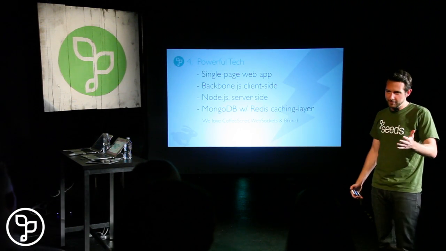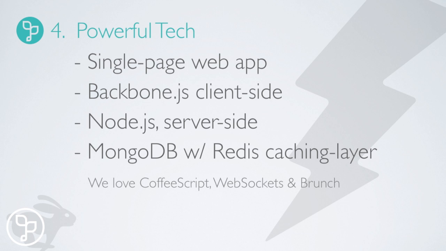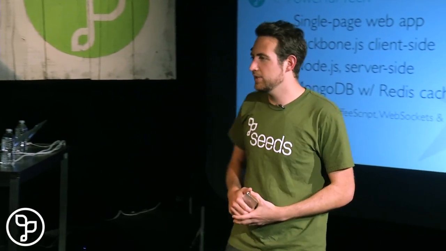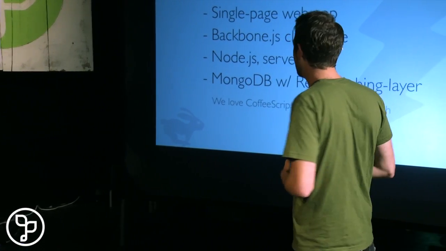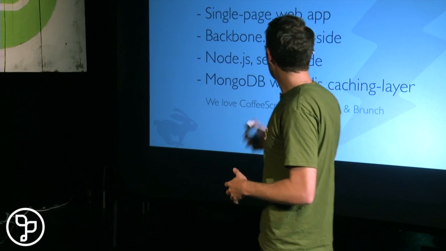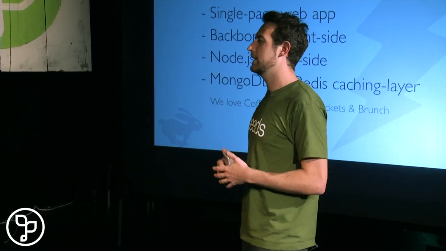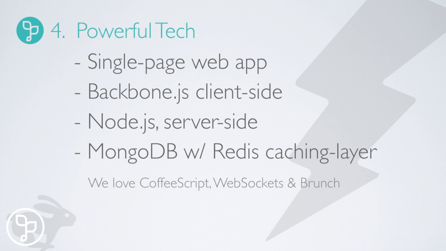It's a single-page web app, which means that you only have to load the page one time. All the data is loaded right from the get-go. If there's anything else that needs to be loaded, it's loaded very quietly in the background. You won't even notice it. As I mentioned, it's actually 2 applications. There's a back-end Node.js application that serves a RESTful API to the front-end application. The client-side application is a Backbone.js application. We're using MongoDB, which is fast, and we're using a Redis caching layer, which makes it even faster.